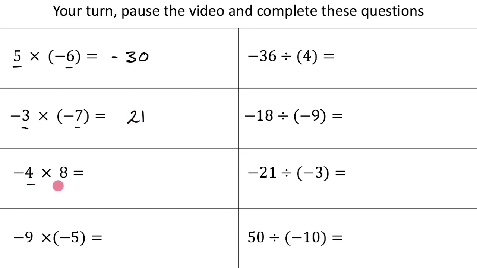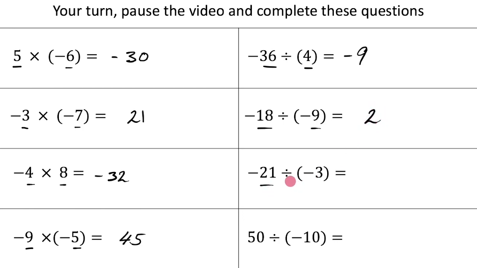Next, I have 4 times negative 8, which is 32. Because I have one negative, I know my answer is going to be negative. Here I have negative 9 times negative 5, which is 45. Because I have two negatives, I know my answer is going to be positive, so I'm going to leave it like that. Here I have negative 36 divided by 4, which I know is 9. And because I have one negative, I know my answer is going to be negative. Here I have negative 18 divided by negative 9, which is 2. Because I have two negatives, I know my answer is going to be positive. So I'm going to leave it like that.